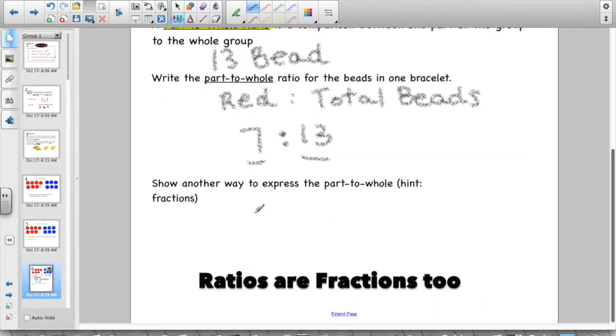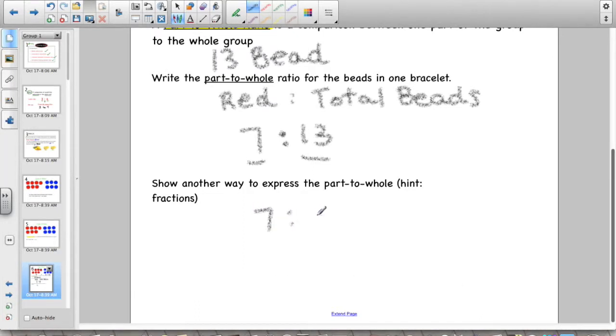Now every part-to-whole ratio can be written in the form of a fraction. So 7 red beads for every 13 beads I have, I can also write as a fraction, equal to 7 over 13. So a nice little tie-in with some of the things that we've learned in grade 7 and 8, and taking it to a new level in grade 9.